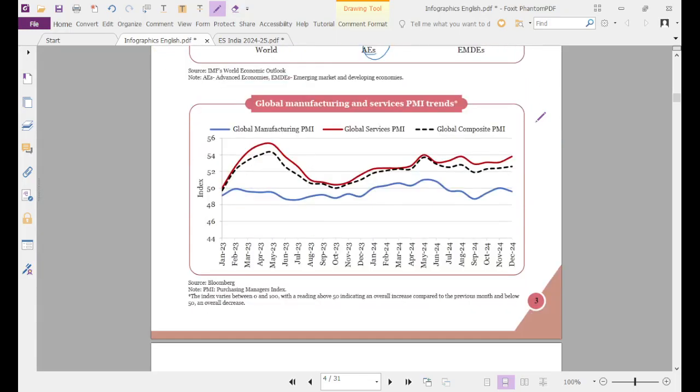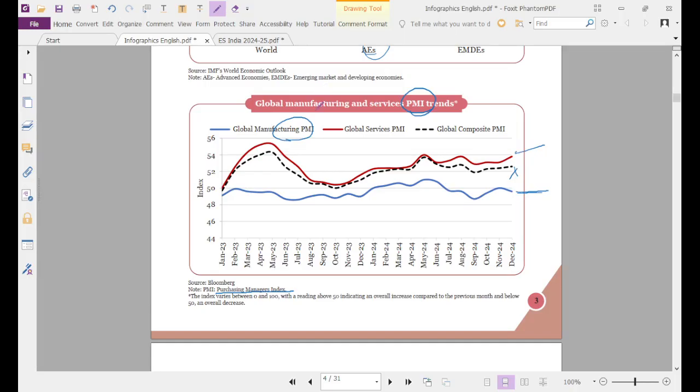The other is the global manufacturing and services PMI trend. If you don't know what PMI is, it's called the Purchasing Managers Index, which is an indicator of how the manufacturing sector is performing. Global manufacturing PMI is seen at an average of around 50, whereas the global services PMI has been experiencing a higher rise, which is around 54. So this is one parameter also.